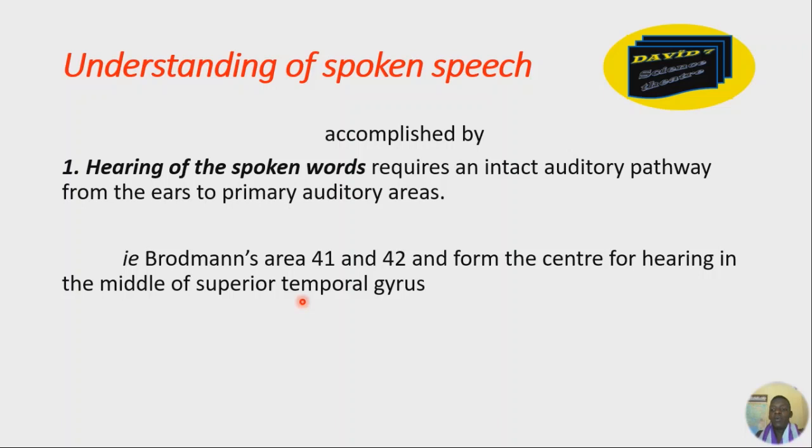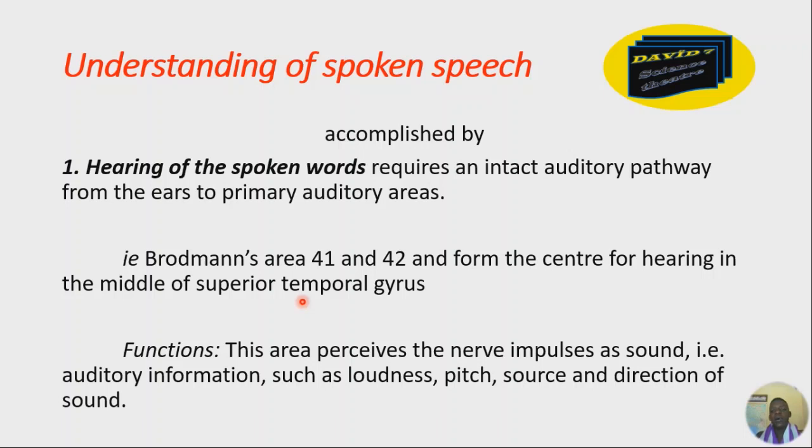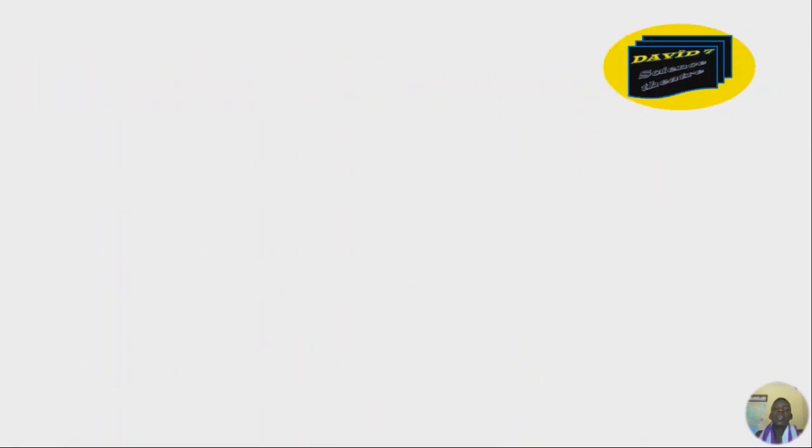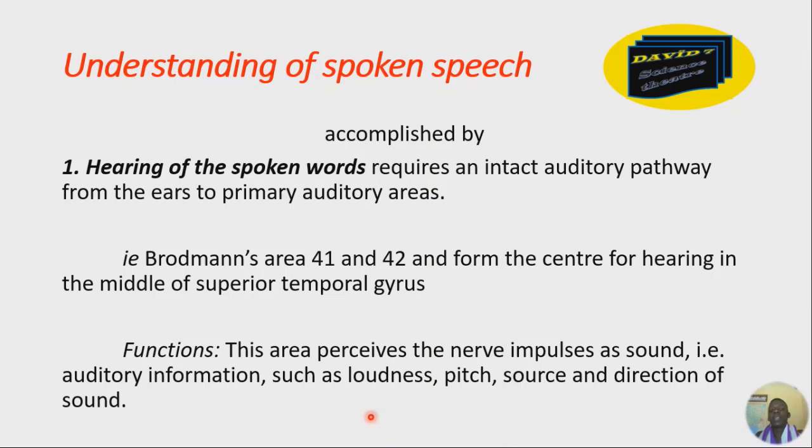You know, the cortex of the brain has a lot of gyri. So in the superior temporal gyrus, somewhere here, that's where we have Brodmann areas 41 and 42 in the middle or center. So functions: this area perceives the nerve impulses as sound. What do I mean by sound? You can talk about auditory information such as loudness, pitch, the source of that information, and the direction of the sound. Okay, let's continue. This has been hearing of the spoken words. That is the first step in understanding spoken speech.